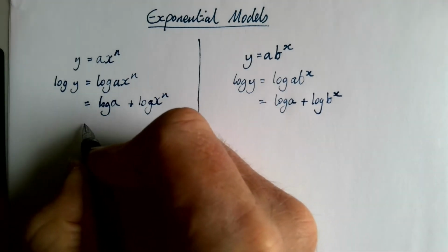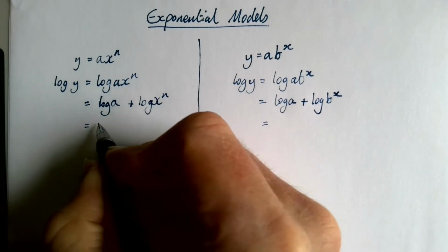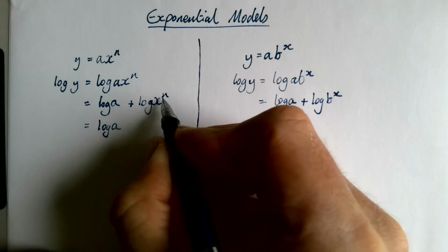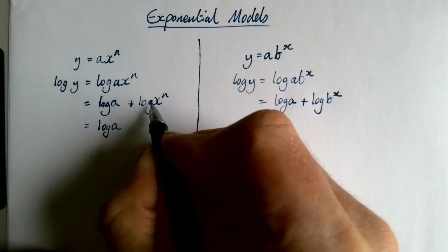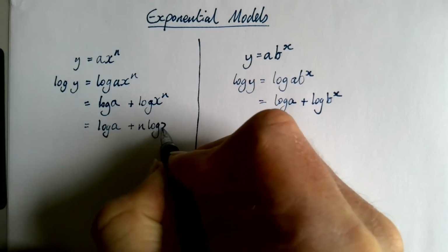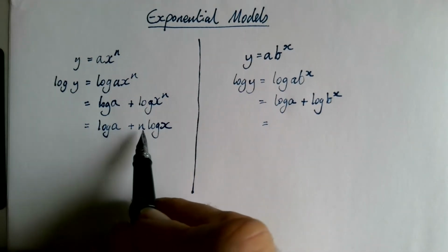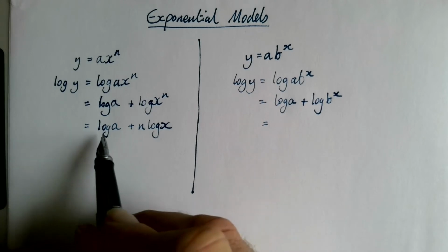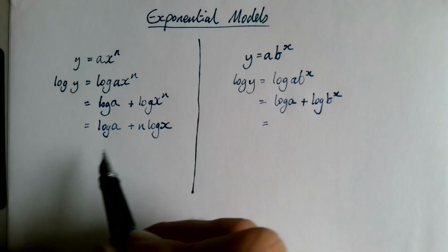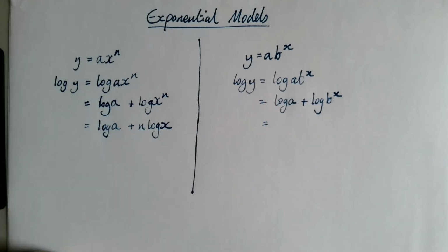And then the last thing that we're going to do is we're going to use our power law on that part. So the log a we've already sorted, that is log a, but this means that we're going to have n many of log x, so this can become n log x. And that's important because if you plot log y against log x, you're going to end up with log a being your y-intercept, and however many log x's you've got being your gradient. So that n is going to be our gradient.